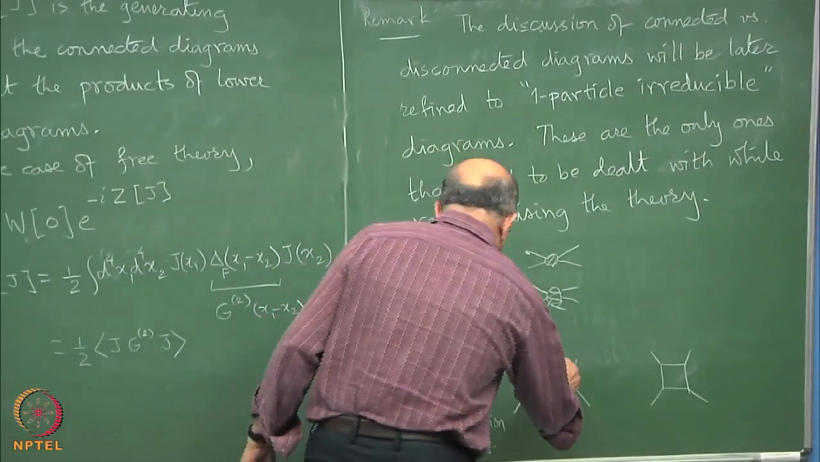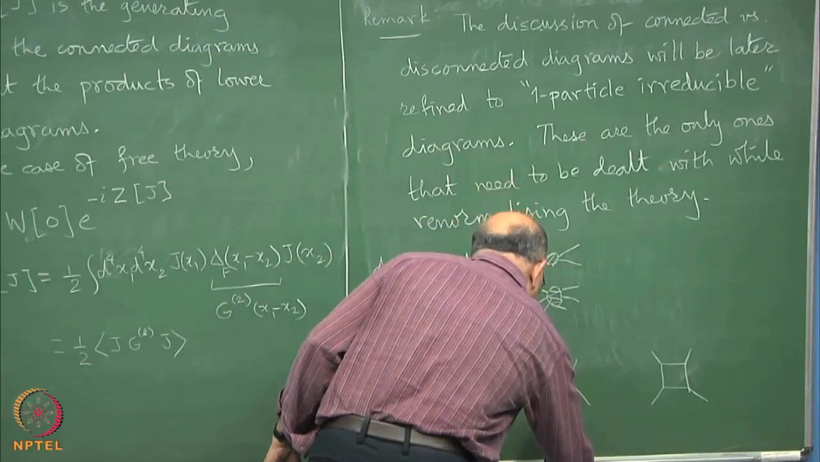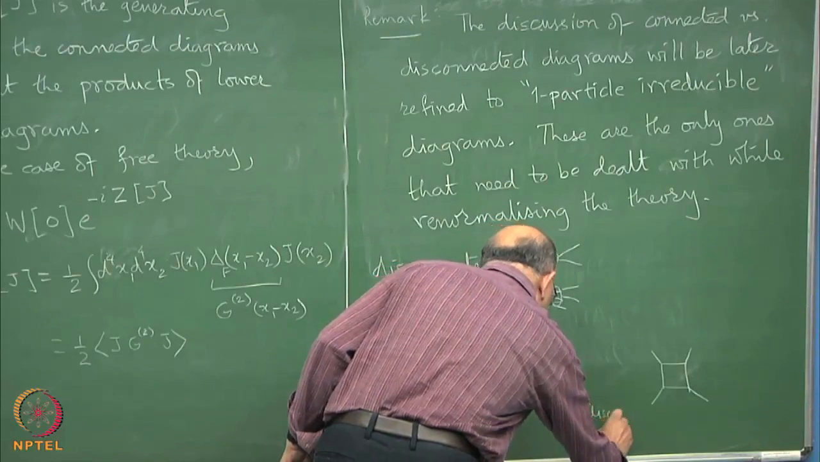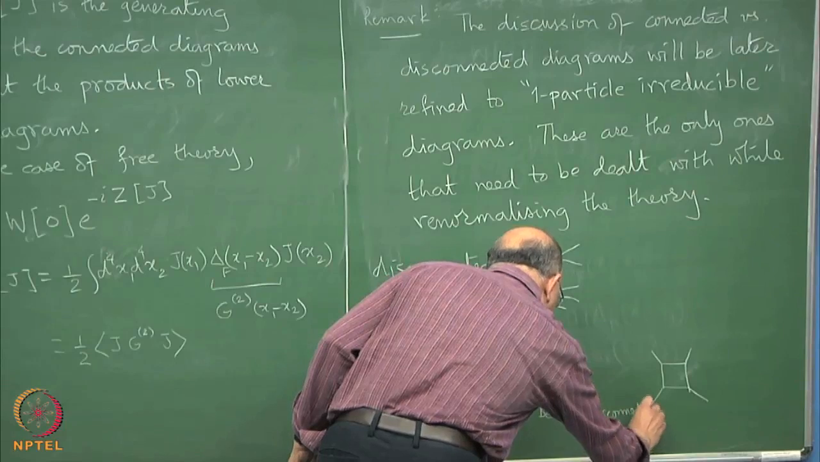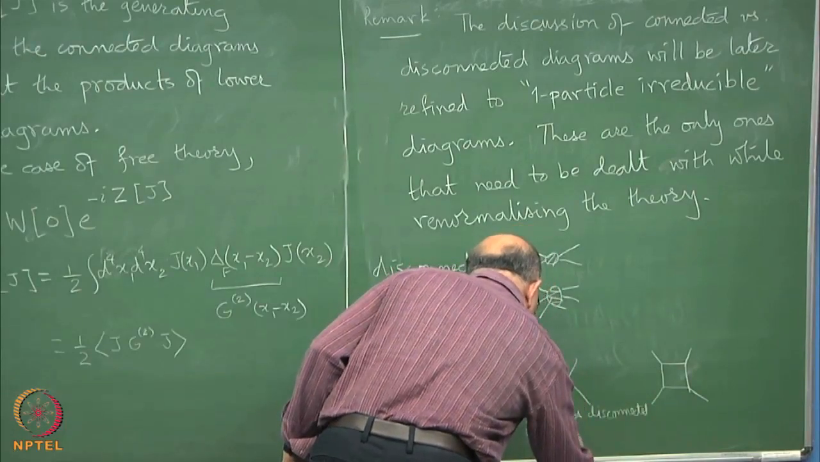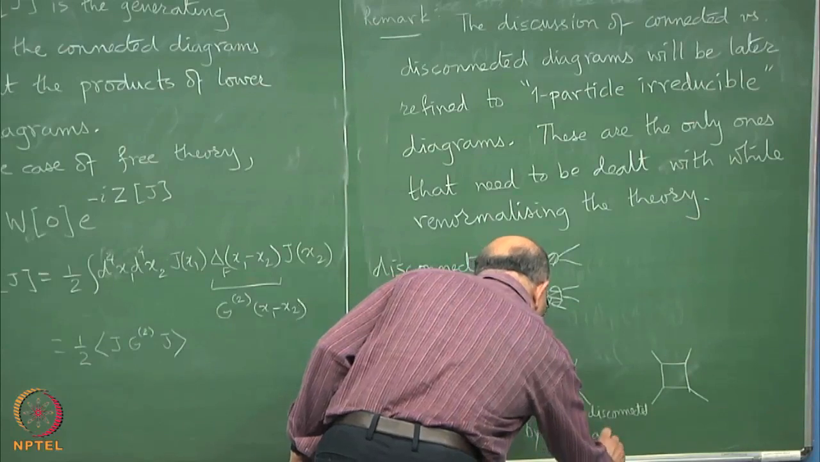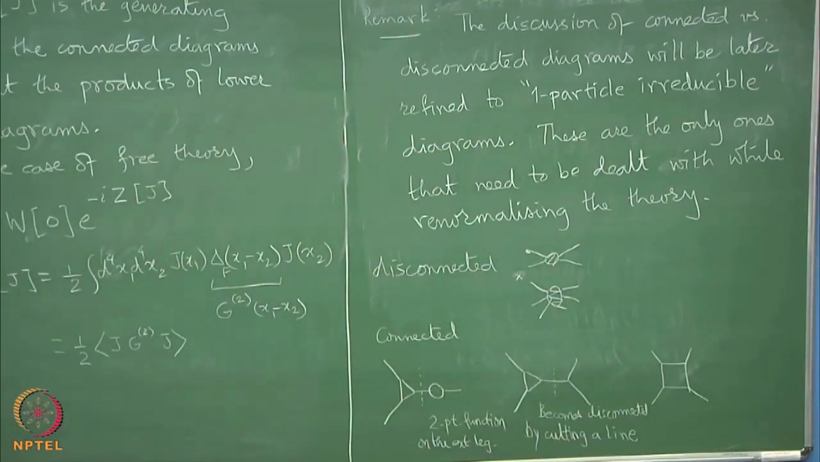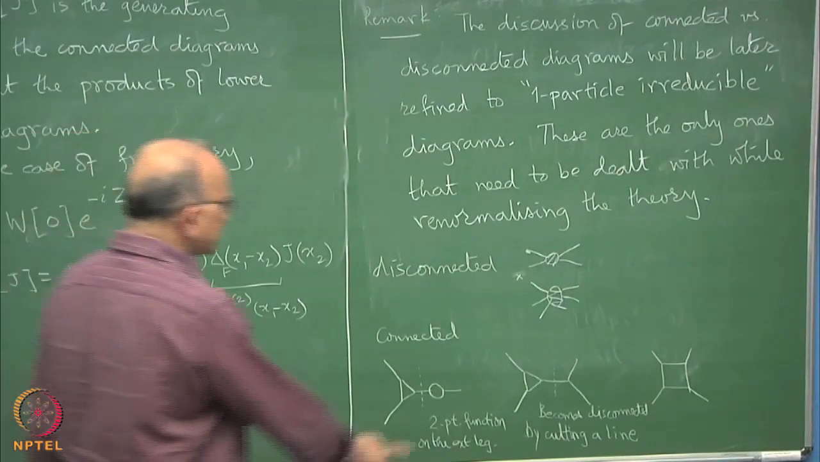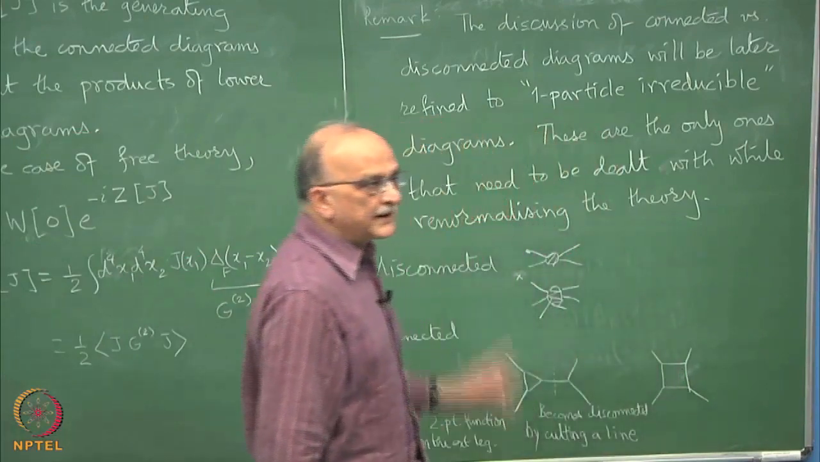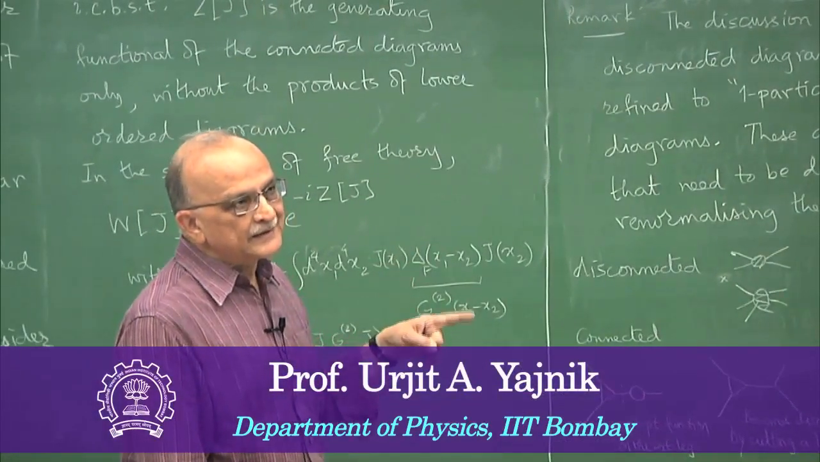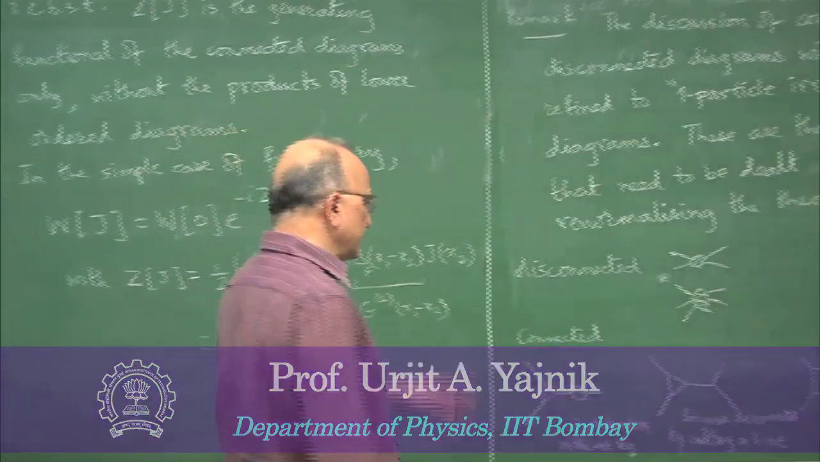This thing is such that it can be cut into two, so it becomes disconnected by cutting one line. So we don't like this. We say that it is too simple. But this last one is what we call one particle irreducible. One particle meaning one line: something that cannot be made disconnected by cutting one line is called one particle irreducible.